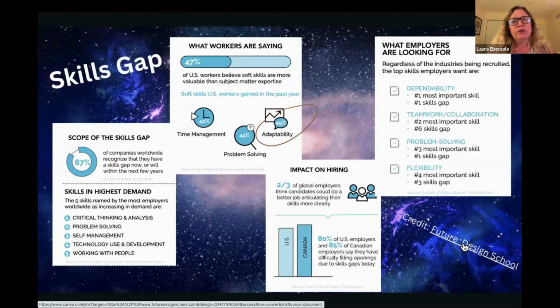One of the things I started looking at a couple years ago was created by Future Design School. They're looking at the skills gap. And as a high school teacher, we're always concerned about what's the next step? Are they going to college? Are they going into the workforce? What does the workforce want for us?